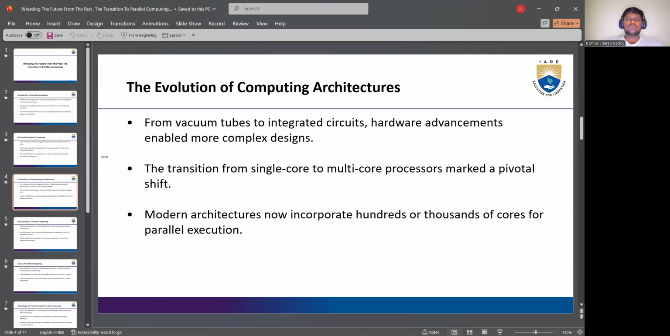So the transition from single-core to multi-core processors was also a great milestone in the hardware of the system. It increased performance by a lot, and it is also one of the pivotal reasons for making parallel computing possible. Now, the modern architectures we have, like modern CPUs, processors, and graphics processing units, incorporate hundreds or thousands of cores of different hardware for parallel execution. So this hardware also plays a large part in parallel computing.